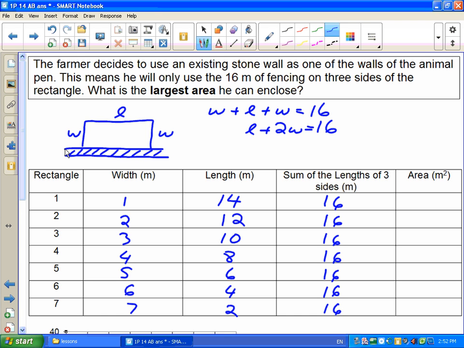How do we get our area here in the last column? Well, same thing we did before. It's going to be width times length. Okay? So our width is 1, our length is 14. 14. 2 times 12, 24. 3 times 10 is 30. And we can keep going. We'll get 32. We'll get 30. Then we'll get 24. And then we'll get 14. So if we look at what area is doing, area again is getting bigger. It's increasing. And then once we hit the halfway point, it starts decreasing again.